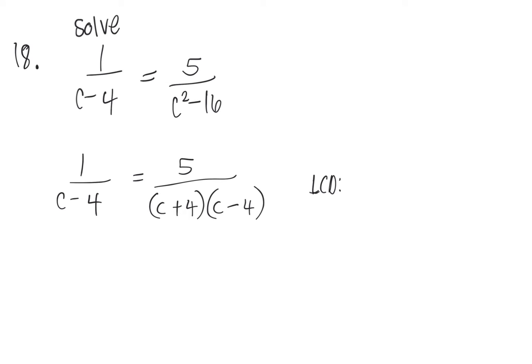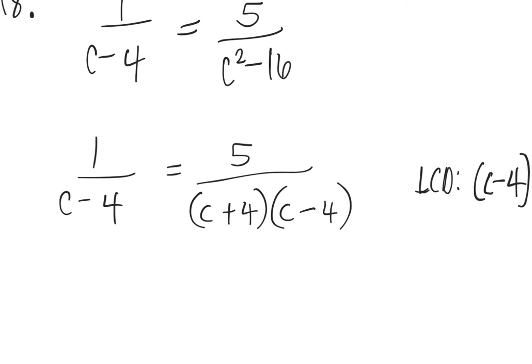So when I'm building that LCD, I work from left to right. I'll copy and paste the first fraction's denominator down. So that would be C minus 4. Okay, so this denominator is covered. Let's look at this one. So C plus 4, is it written down already? No, it's not. But the C minus 4 is, so it's taken care of. So that LCD is C minus 4, C plus 4.